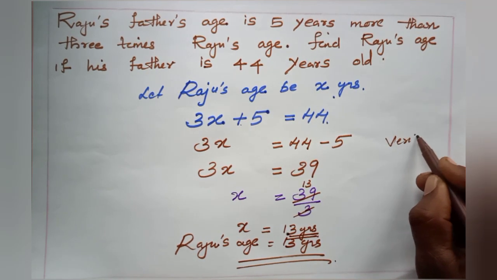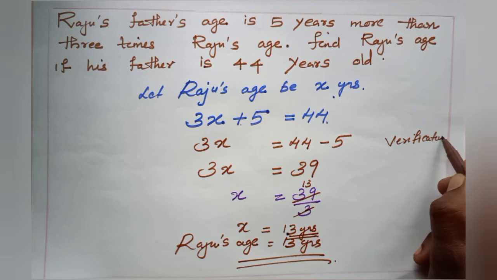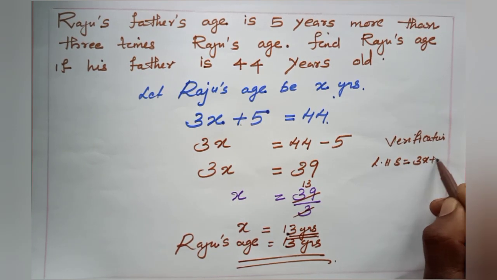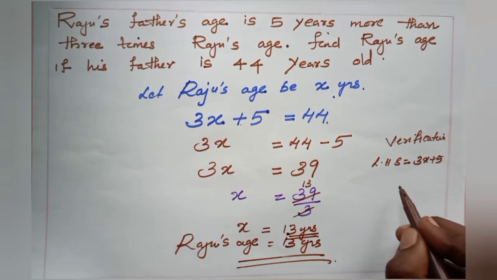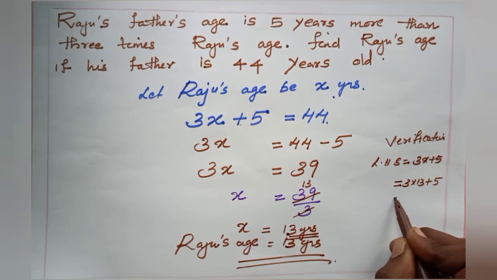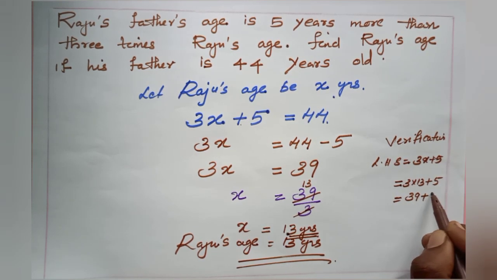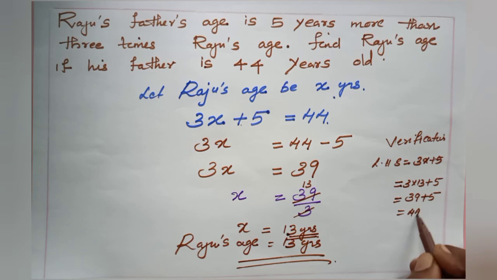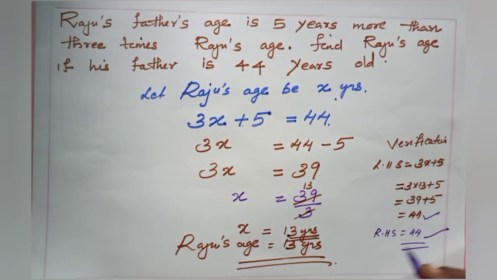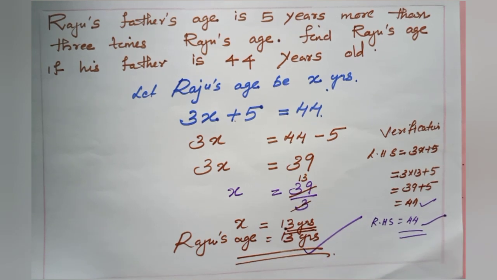Verification. Take the left side of the equation, 3x plus 5 equals 3 into 13 plus 5. 3 into 13 is 39, plus 5 equals 44. So RHS equals 44. Left side and right side are equal. So 13 years is Raju's age.